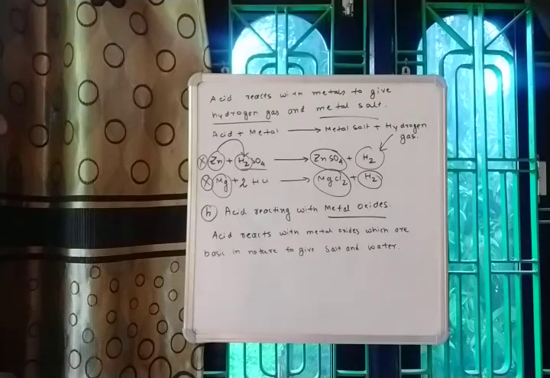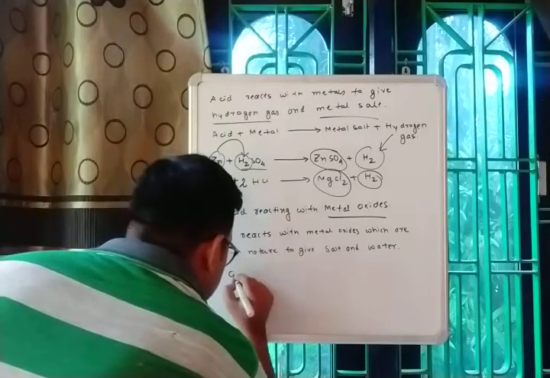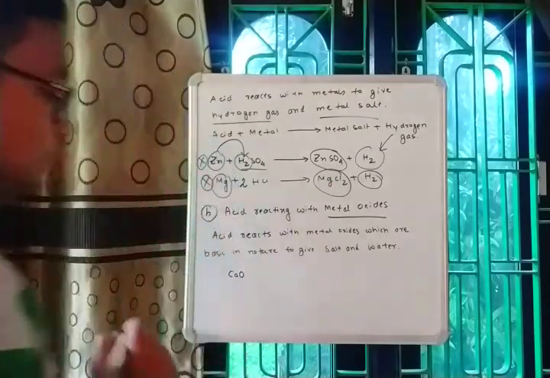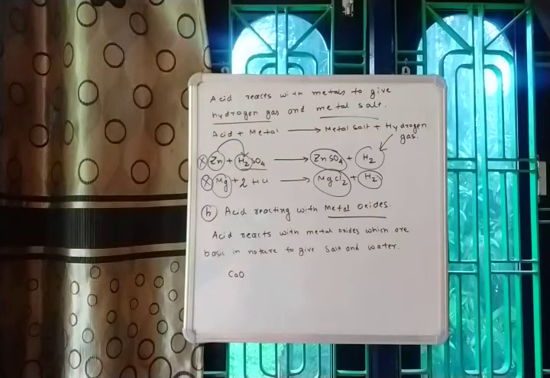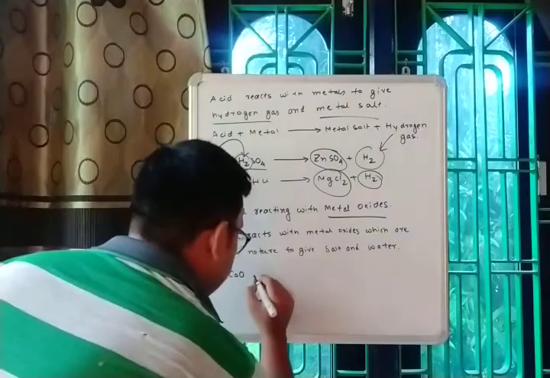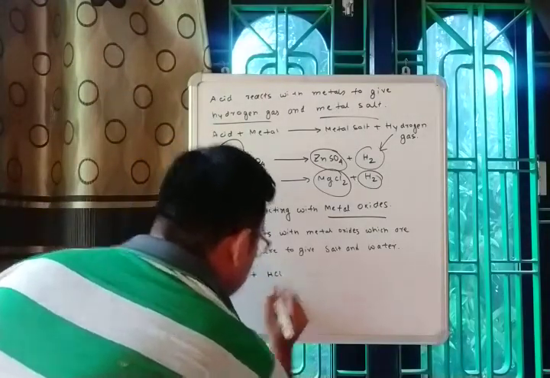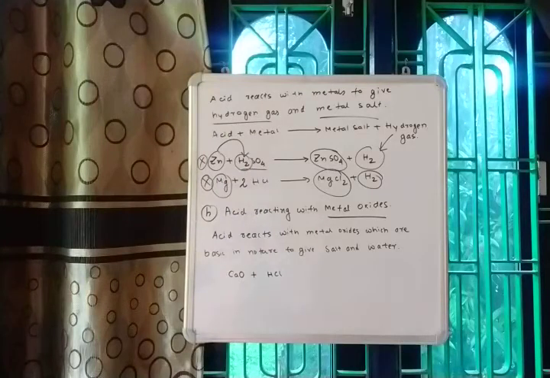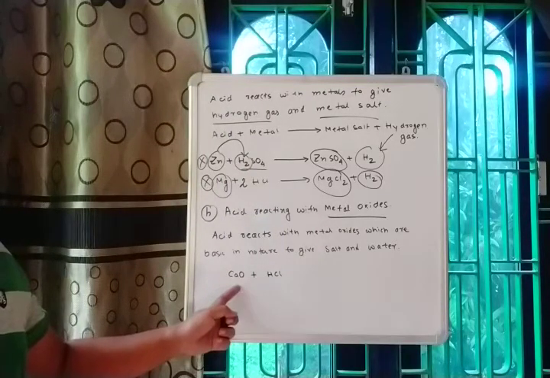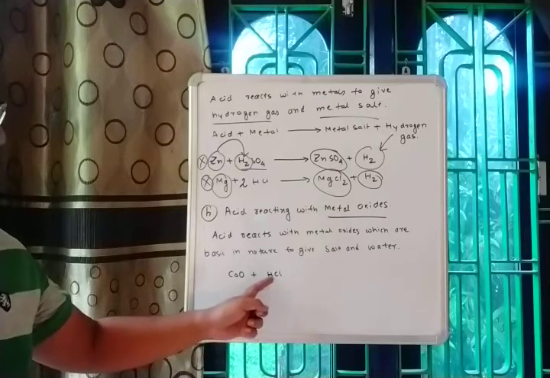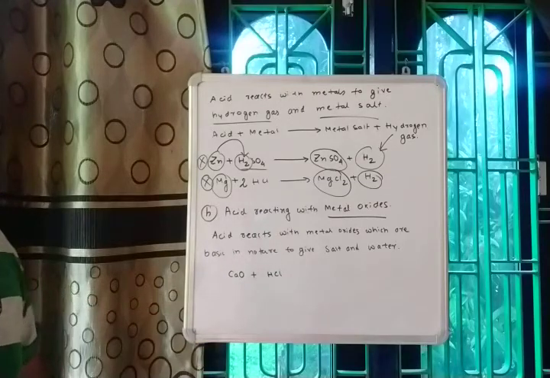Now we will write two examples in order to understand. Let's take a metal oxide like calcium oxide, and let us take any acid, say HCl, hydrochloric acid. Calcium oxide plus hydrochloric acid. So we have one metal oxide, calcium oxide, which is basic in nature, and we have one acid with us, which is HCl, hydrochloric acid.